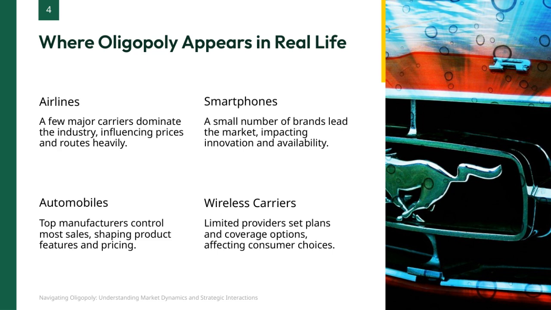In the automobile sector, top manufacturers control most of the sales. This concentration shapes the features of the cars and their pricing, giving consumers fewer alternatives. Lastly, wireless carriers are another clear example. With limited providers setting plans and coverage options, customers find their choices restricted in this space. The close-up image of the Ford Mustang emblem ties into the automobile example, emphasizing how prominent those few players are in their industries. Overall, these examples highlight how oligopolies can affect our everyday decisions and market dynamics.